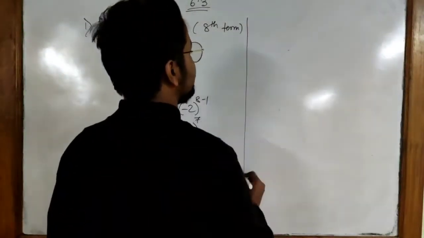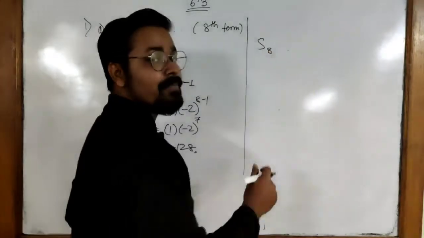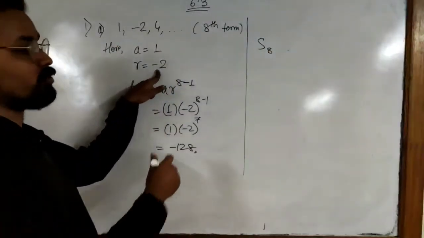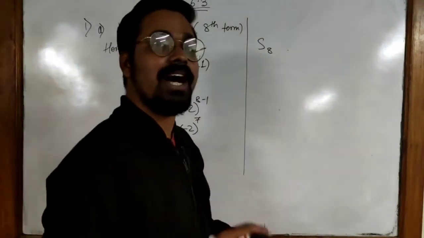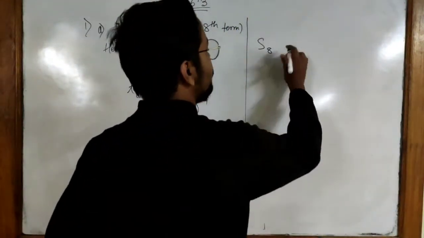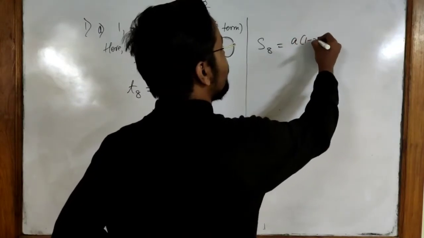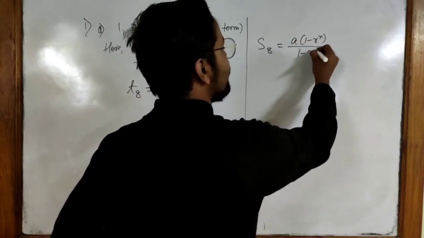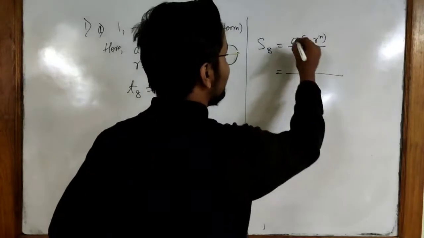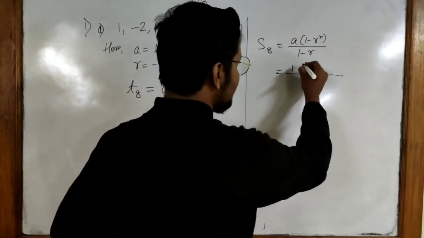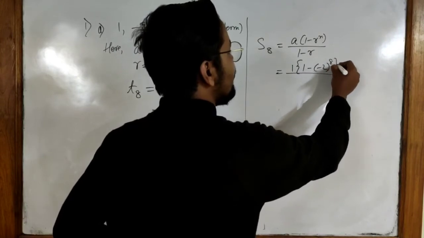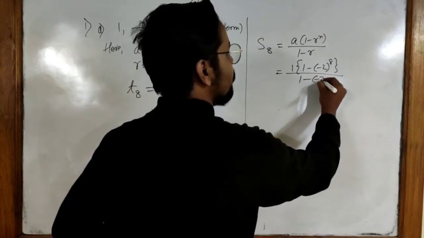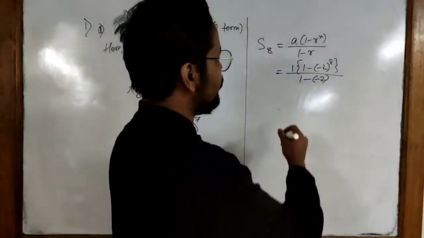Now we need to find the sum up to the 8th term, that is S8. Here the value of r is minus 2, so r is less than 1, which means the formula we have to use is a into 1 minus r to the power n by 1 minus r. Here a is 1, so this will be 1 minus minus 2 to the power 8, divided by 1 minus minus 2. Just putting the values here.